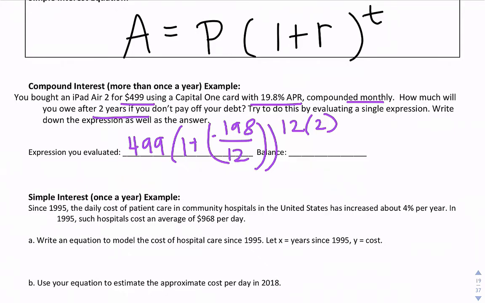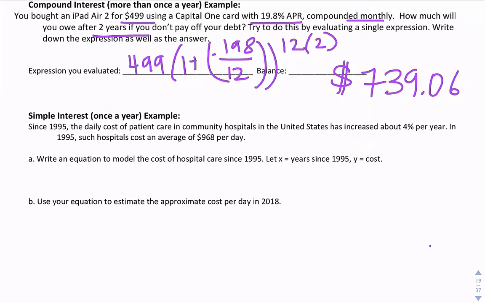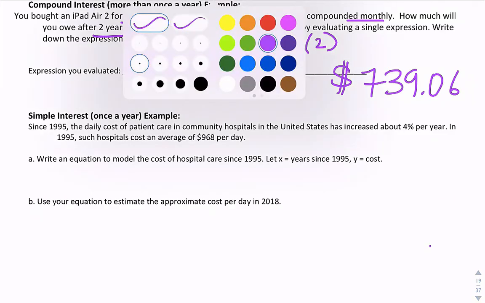All right, let's type that in, $4.99, parentheses 1 plus, parentheses 0.198 divided by 12, close our parentheses, to the power of 24. All right, so at the end of 2 years, we're going to owe $739.06. Simple interest, we don't have to do all that fancy stuff. This is more like what we did yesterday.